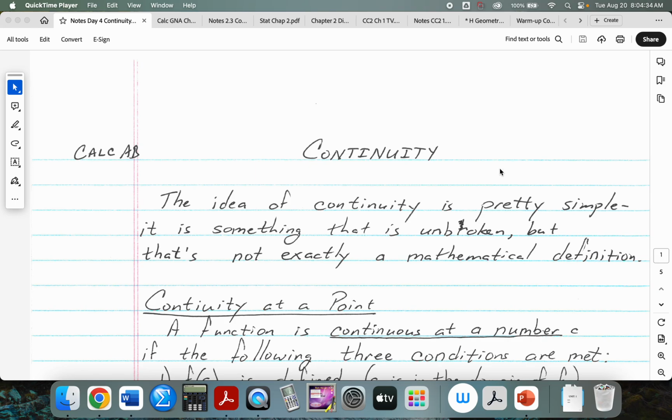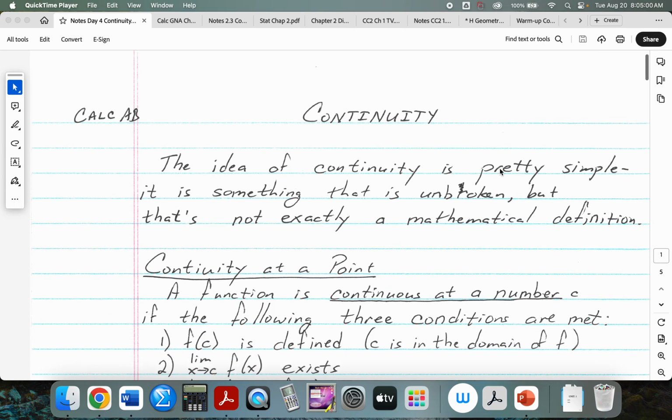Today we're going to talk about continuity. As I said earlier, in previous math classes, if you talked about continuity at all, you probably just talked about it in terms of a graph. If you can draw the whole graph without ever picking up your pencil, then it's a continuous function. So that's not exactly a definition, though, is it?